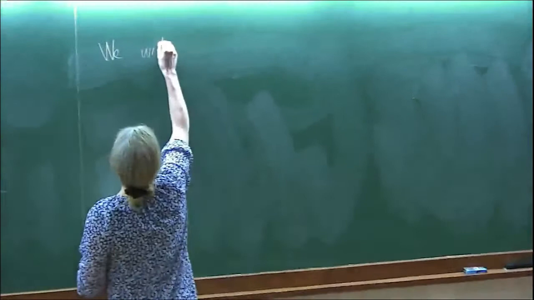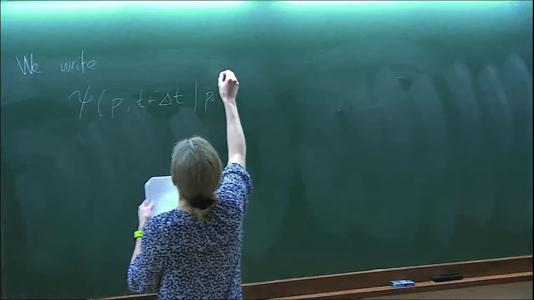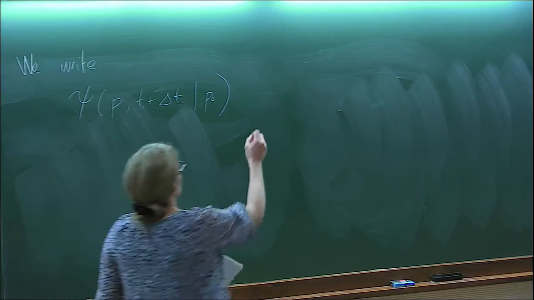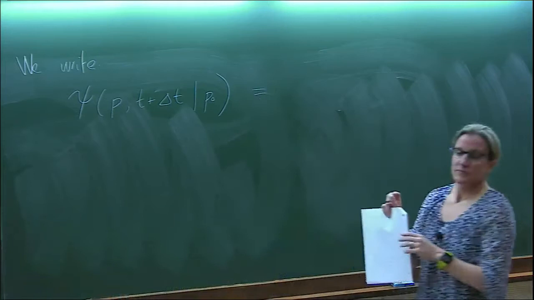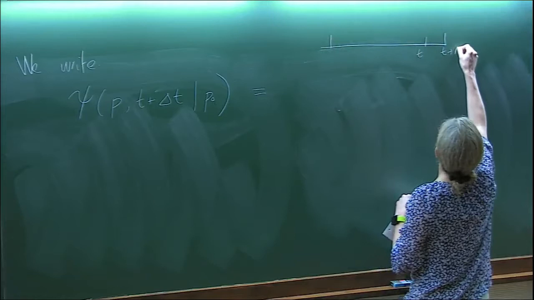So we write psi of p at t plus delta t, given p zero. That would be the probability density of p at time t plus delta t, given that it started at p zero. So, one little time step later, can we write psi? And that will depend, of course, on what psi was. We're going to draw it like this. We have psi of t, t plus delta t, times zero.